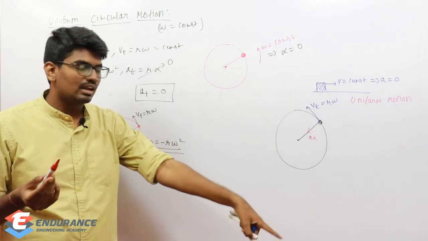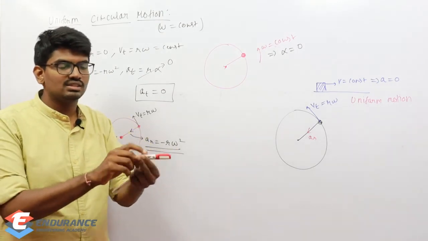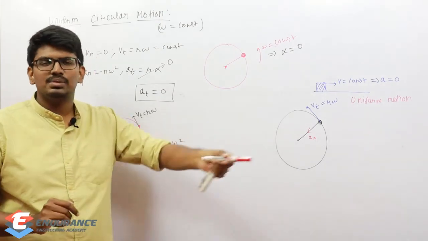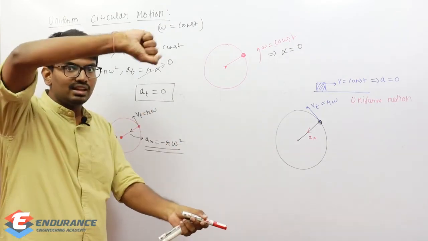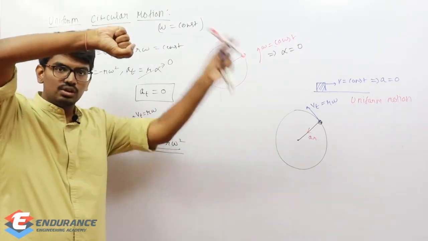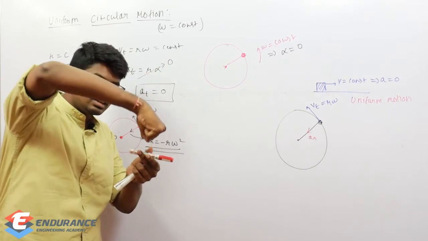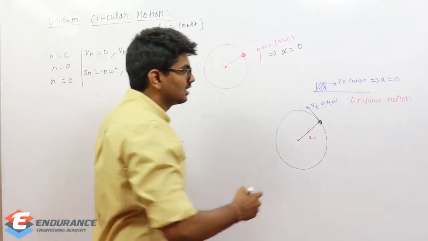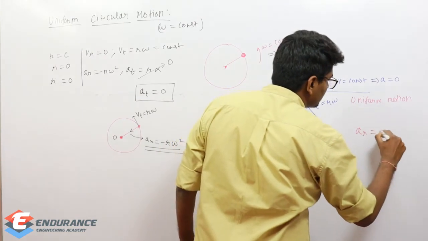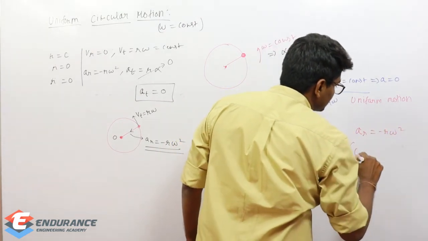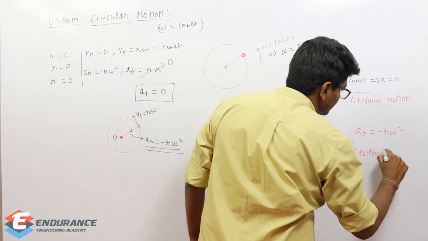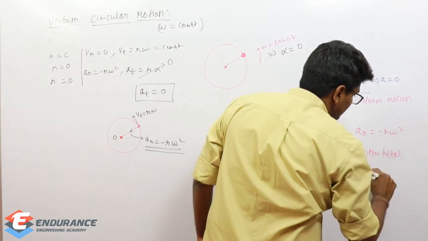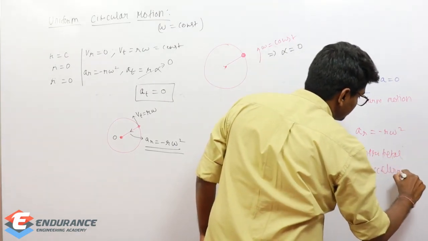Just imagine, I'm not tying the thread. I'm just applying velocity. It will happily move in a straight line only. But if I tie a thread and hold it and apply velocity, it is going to rotate. Why? Because this thread is pulling it. So that pull, that acceleration, AR, which is equal to minus r omega square, is nothing but centripetal acceleration.